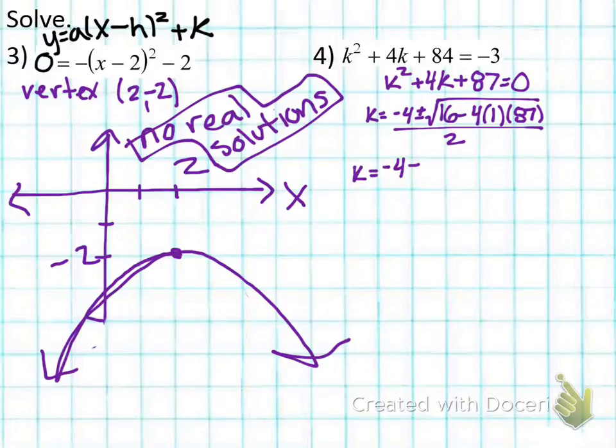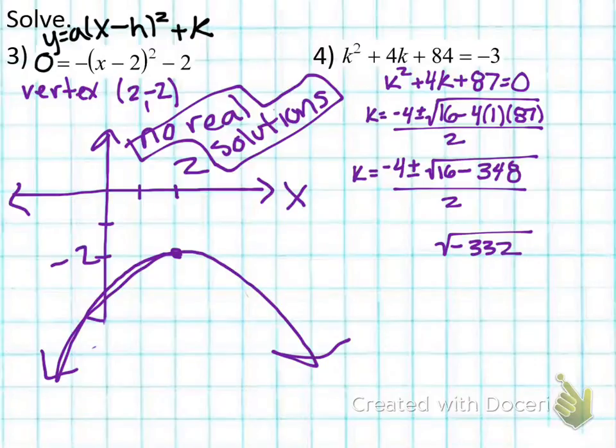Okay, then I'm going to simplify what's in the square root. 4 times 1 times 87, that's going to give me 348. So I have 16 minus 348. There's no other negative here, right? There's just this one, so it doesn't make it a positive. So it's 16 minus 348, and that's going to give me a negative 332 inside the square root.